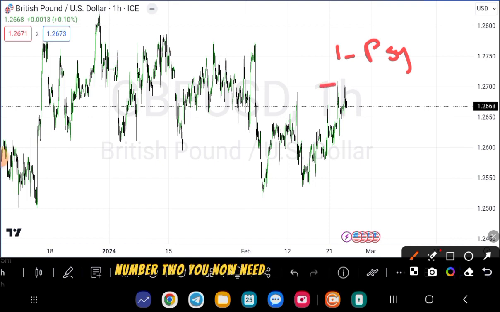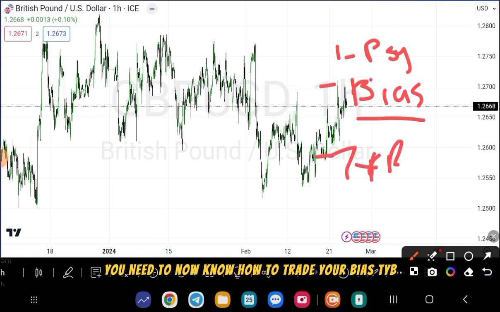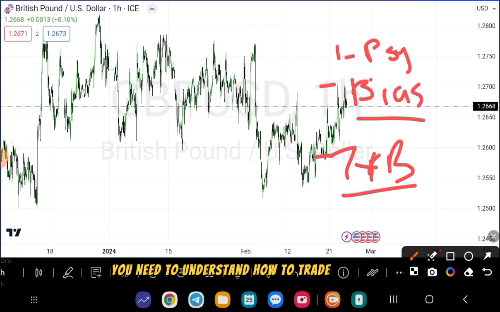Number two, you now need to understand what direction the market would intend to go next. I admit you're never going to be 100% correct, but you need to understand what market sentiment or bias you have, and you need to hold your bias personally, because even though two traders are trading the same pattern, no two traders will trade exactly the same, because trading is more personal than a group thing. Then finally, you need to know how to trade your bias, TYB. You need to understand how to trade your bias.